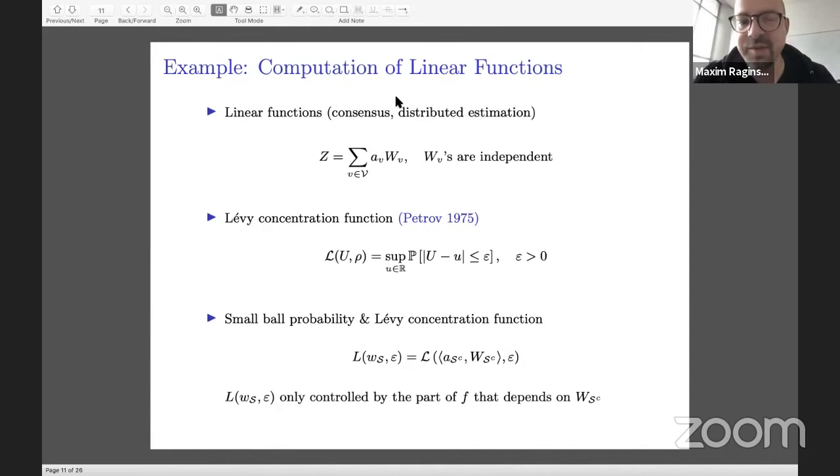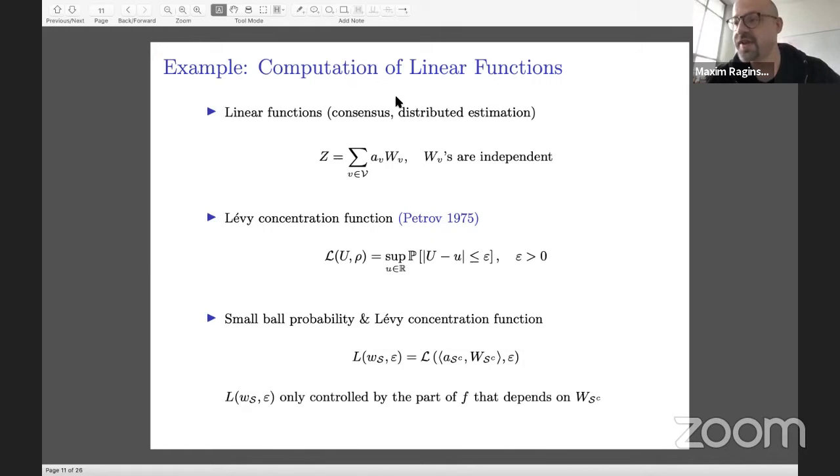And we're going to assume that the W_Vs are independent. In this case, the small ball probability can actually be expressed in terms of another quantity, which is well known from probability theory, called the Levy concentration function. And so the Levy concentration function for a real valued random variable U evaluated at rho is essentially the largest probability of an interval of length no more than epsilon situated at any point, right?